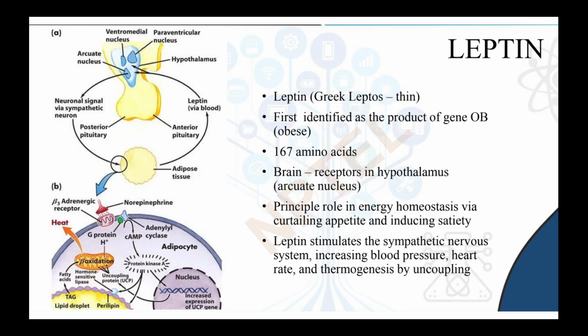So JAK-STAT is also one type of cell signaling pathway, and leptin actually binds to a receptor that has that particular compound, or particular cytokine, which basically signals the transcription factor, which activates a particular transcription factor that will finally activate or upregulate or downregulate the pathways depending on its function.